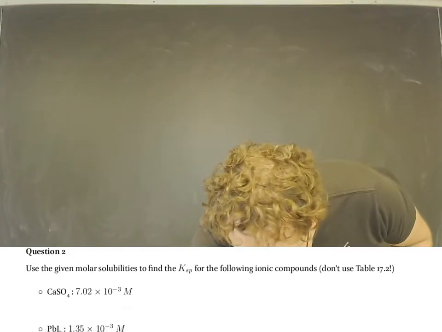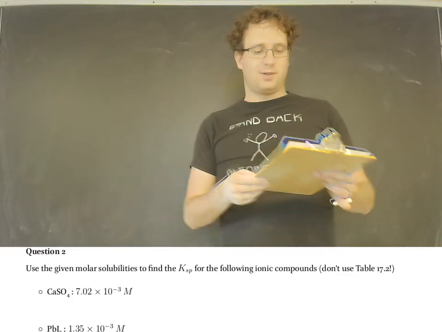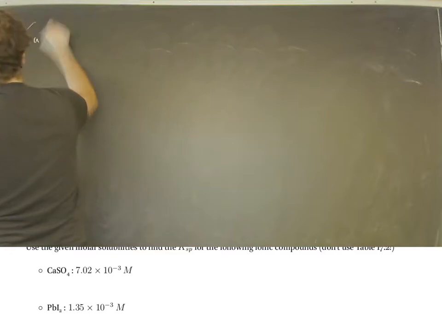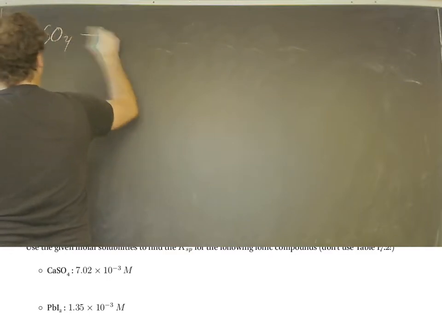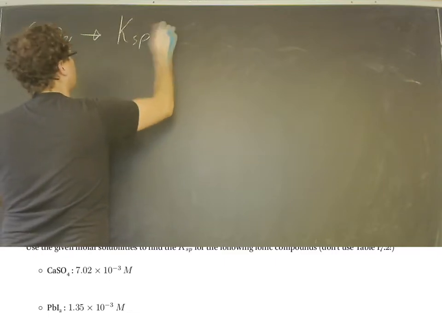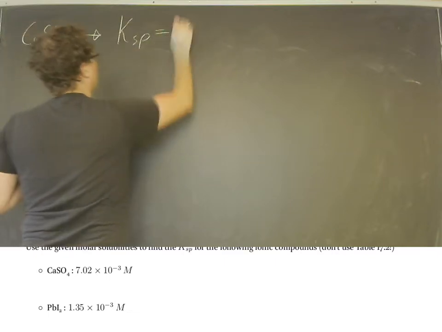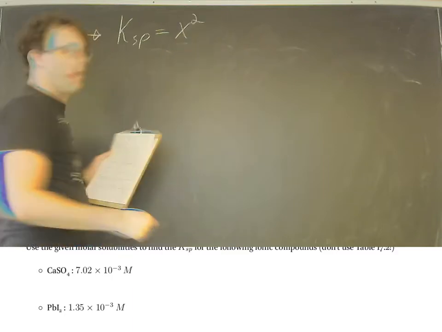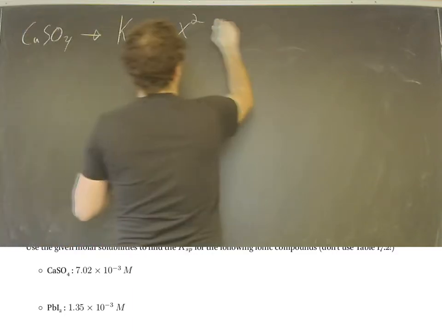We'll scroll down to question 2. Use the given molar solubilities to find the KSP for these following ionic compounds. You could cheat and look at table 17.2, but let's not do that. Let's use the molar solubilities that we're given. So for calcium sulfate, we're going to use the exact same sorts of expressions. The KSP in this case is going to be just x squared, and x is the molar solubility that we're given.